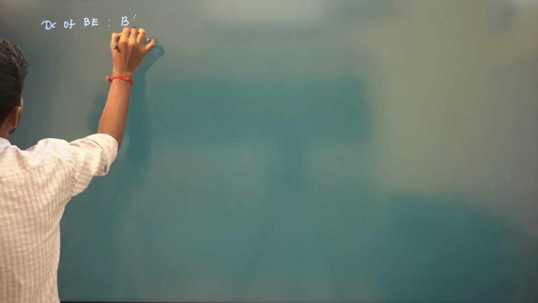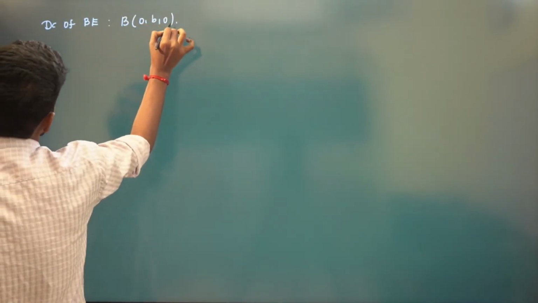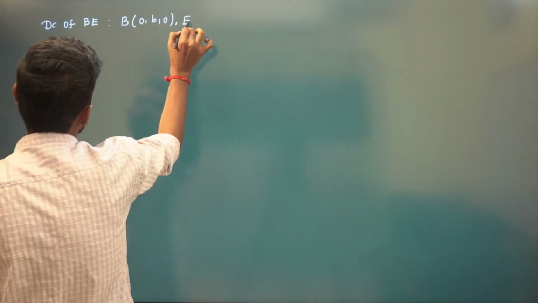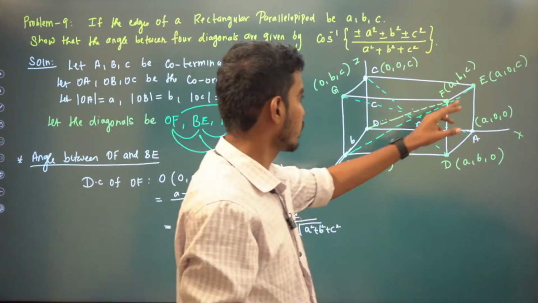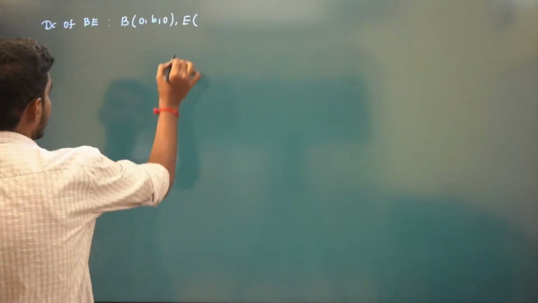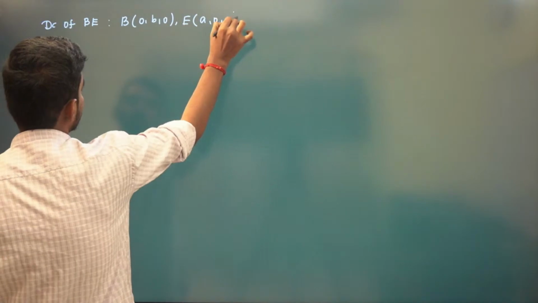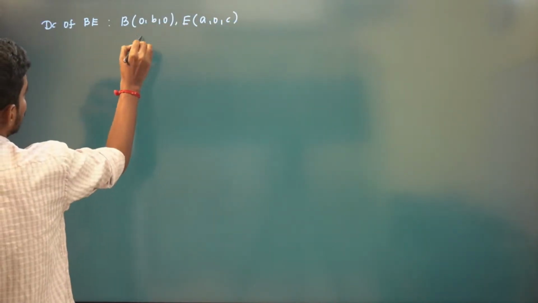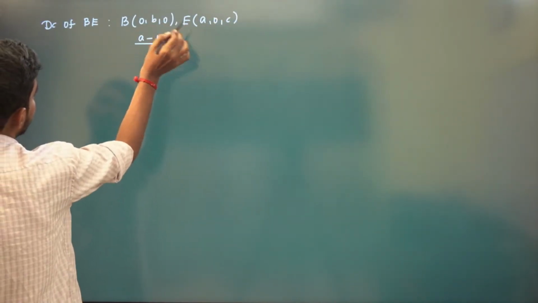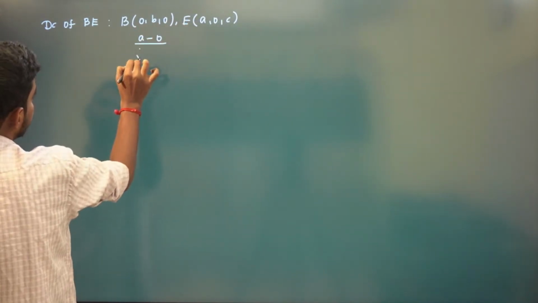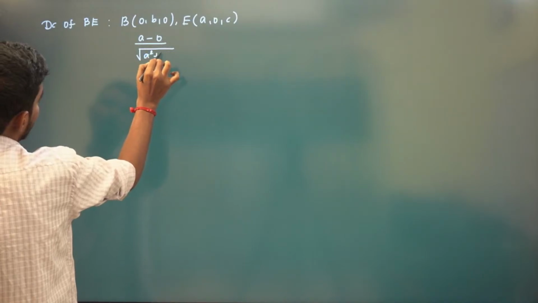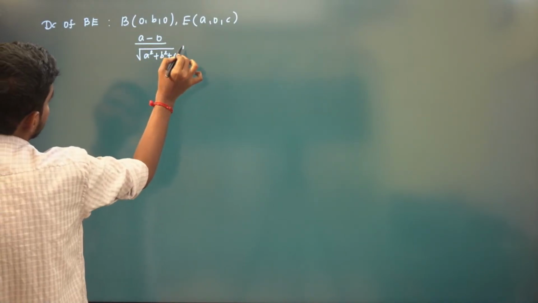Now what is B? B is 0 comma B comma 0, and E is A comma 0 comma C. So the direction cosine will be x2 minus x1 divided by the length of AB, so x2 minus x1 whole square, y2 minus y1 whole square, z2 minus z1 whole square. Again you will have a square plus b square plus c square.